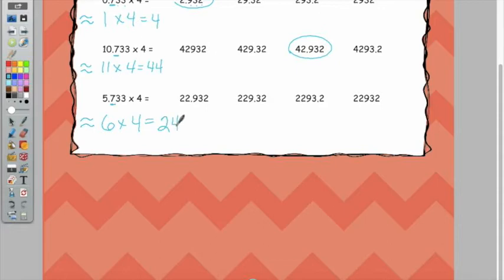24. Okay. So this is 22.932. Okay. So it's closest to 24 using that rounding method. Okay? It's actually my favorite way to do this type of activity. We could multiply it out with the area model, but I don't think we need to. No. It's not that difficult.